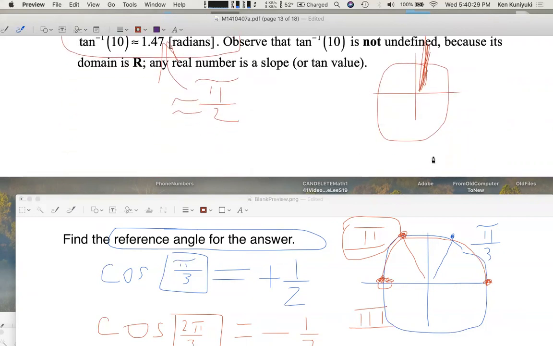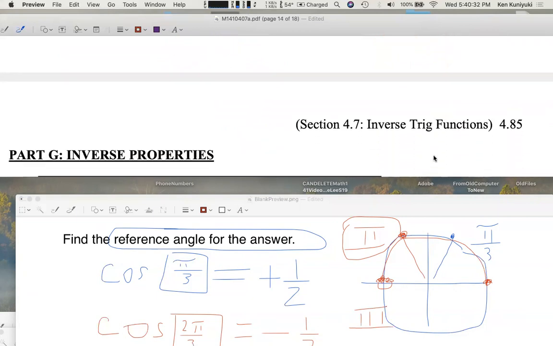Next up, we're going to talk about the inverse properties, which will be the subject of the next video.